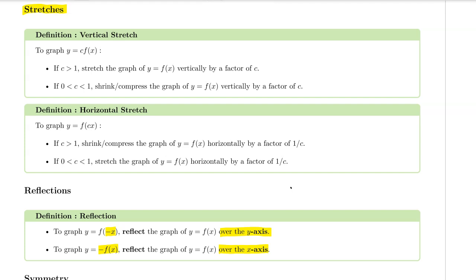For example, we know that y equals x squared looks something like this, and if I multiply that by -1, we get y equals -x squared. That will mirror it or reflect it over the x-axis. And so that's what happens when we multiply the outside of the function by -1.